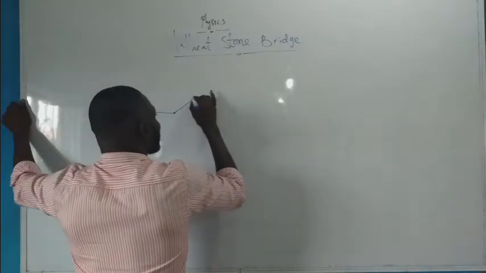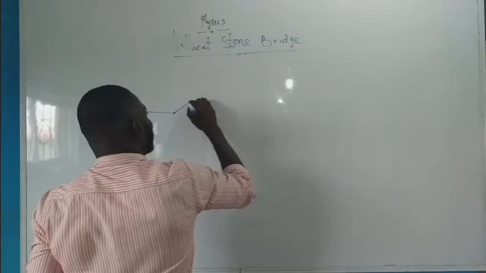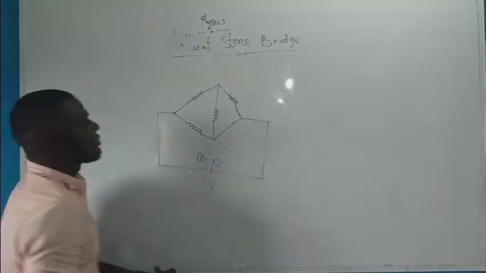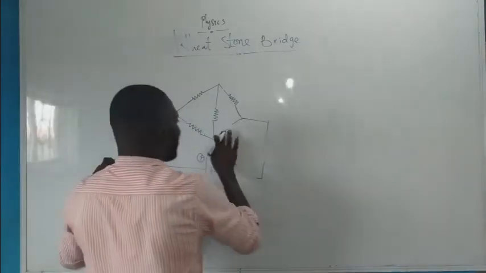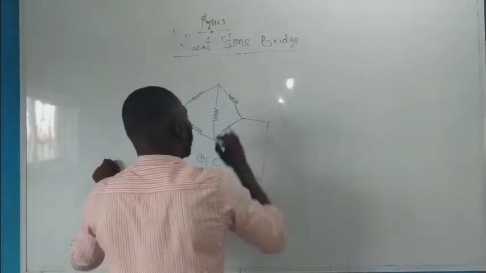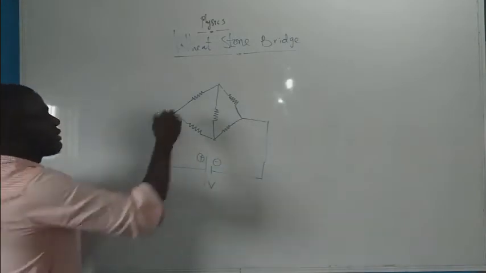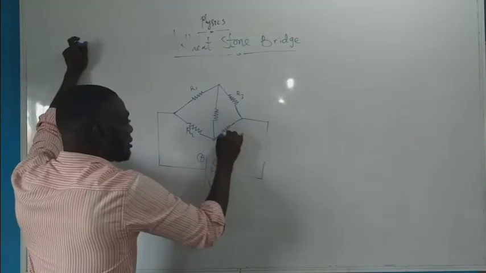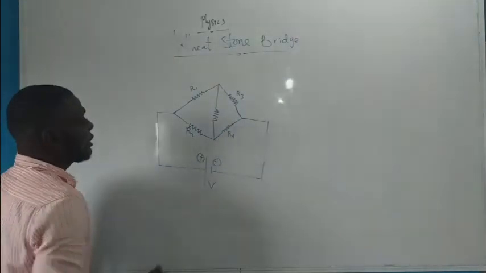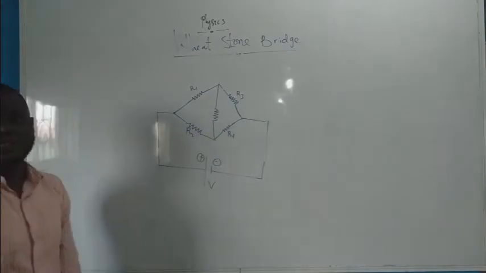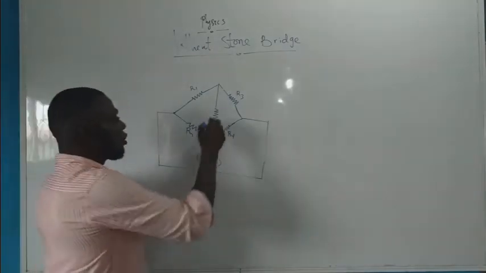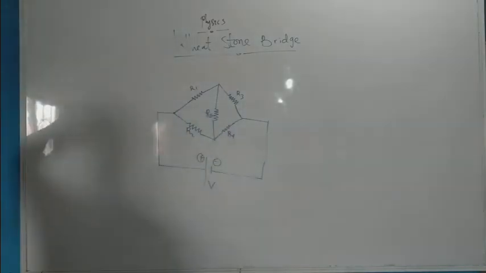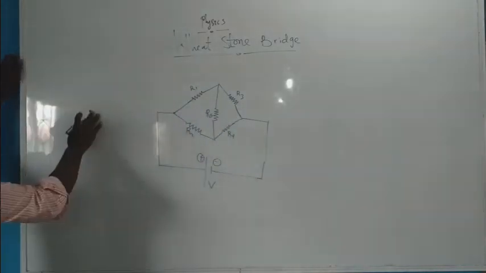This is a Wheatstone Bridge, where this is R1, R2, R3, and this is R4. This is the mid resistor, which is R5.